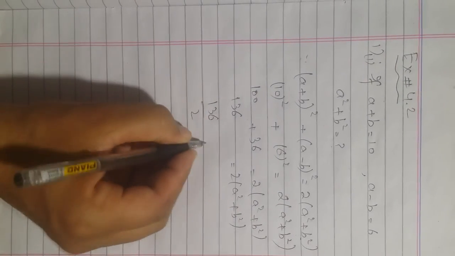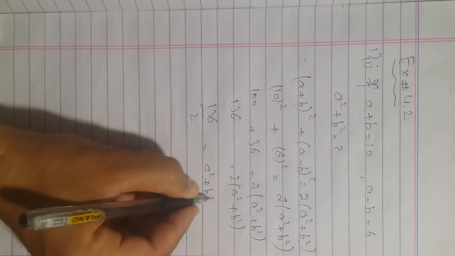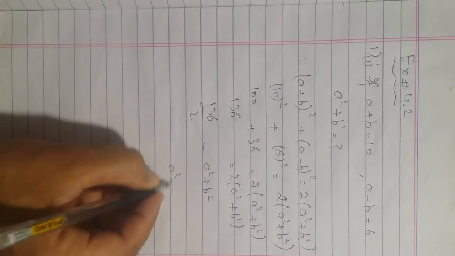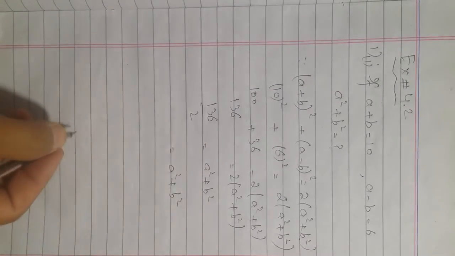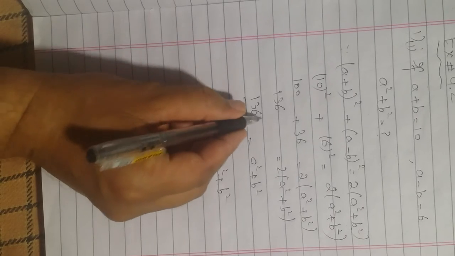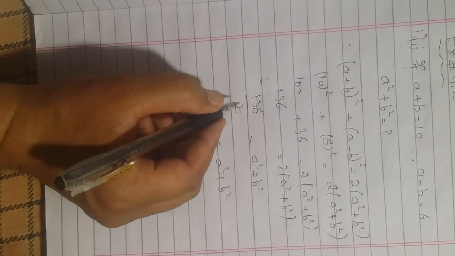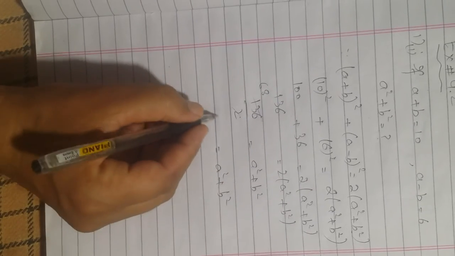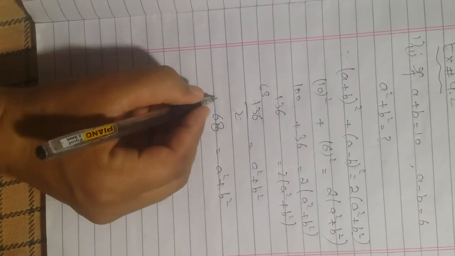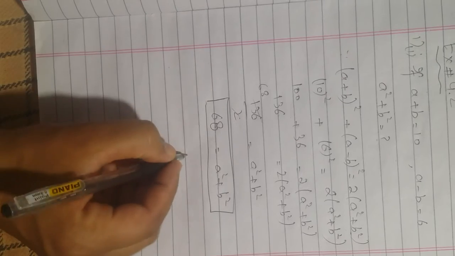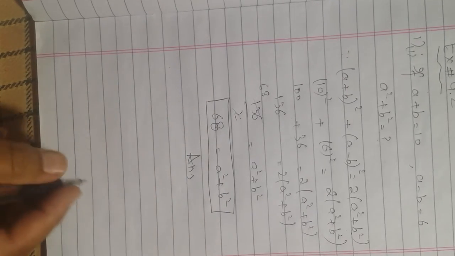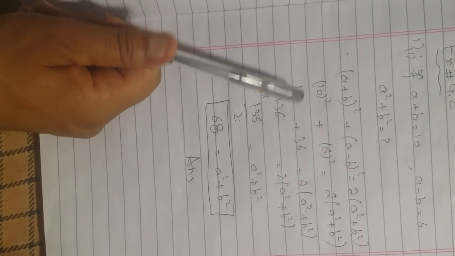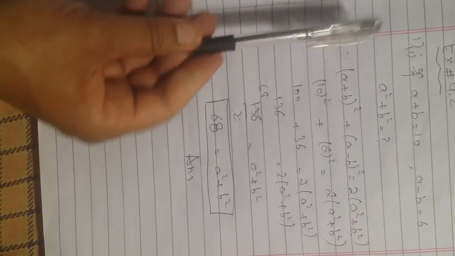136 divided by 2 is a square plus b square. So a square plus b square is equal to 68. 2 sixes are 12 and 2 eights are 16, 68 is your answer. That's your answer. This is question 1, part 1.